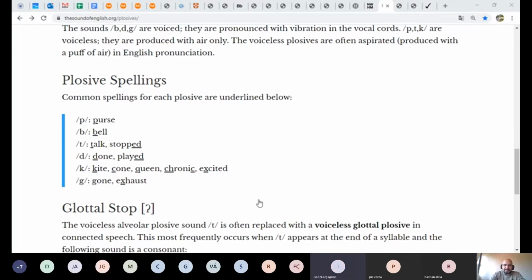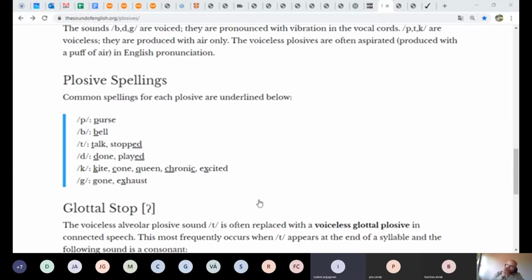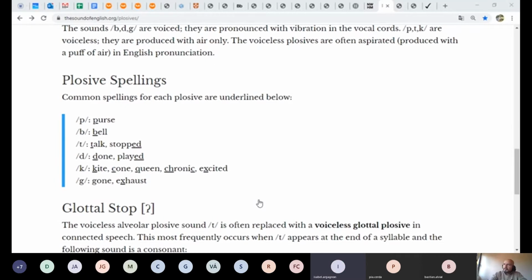The manner of articulation is the plosive or stops, or is it the voiced and voiceless? Because I have a confusion there.